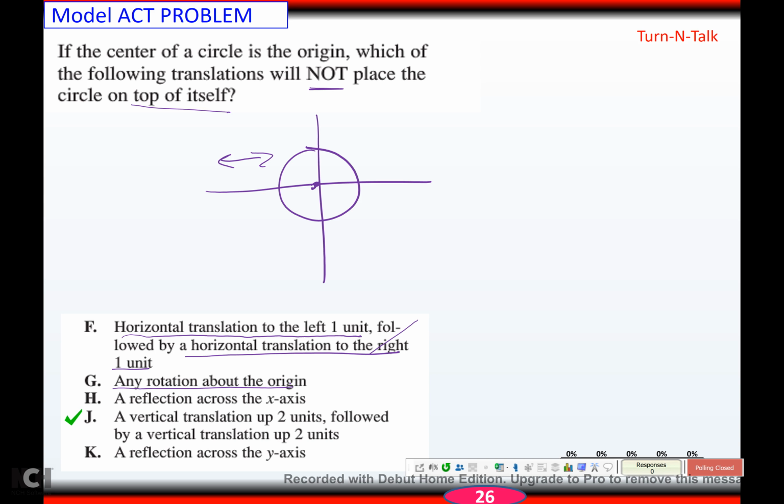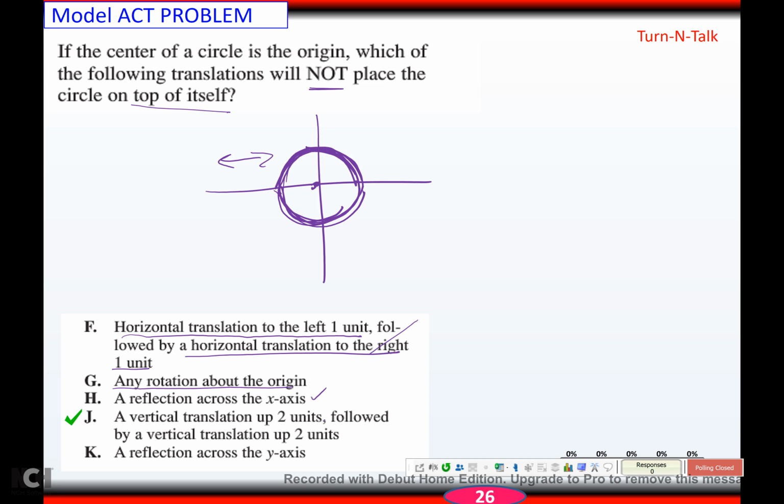G says any rotation about the origin. Well, it's a circle, so rotate it all you want. It's just going to be a circle. A reflection across the x-axis. Well, that means that this would reflect down, and the bottom would reflect up, which would redraw itself.